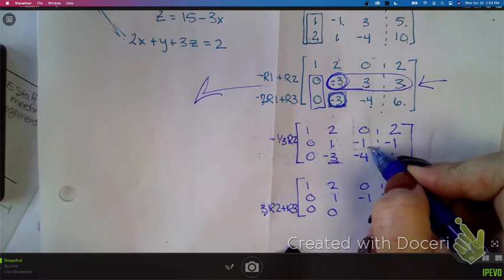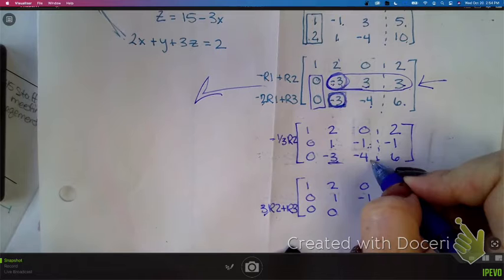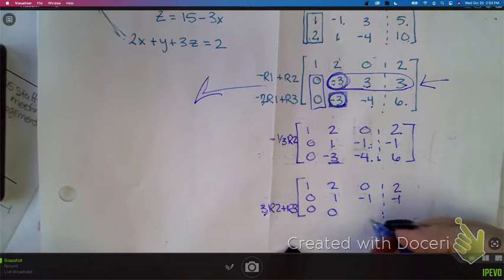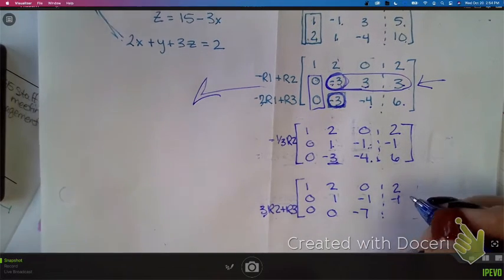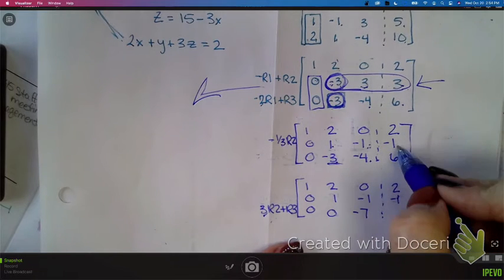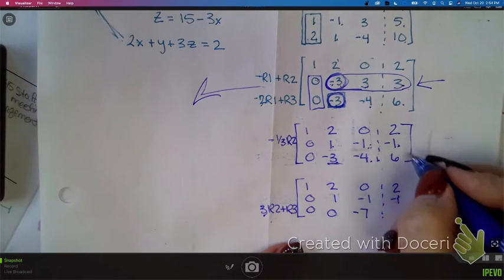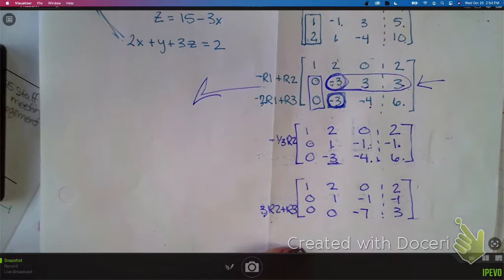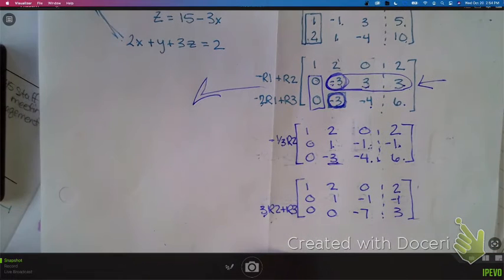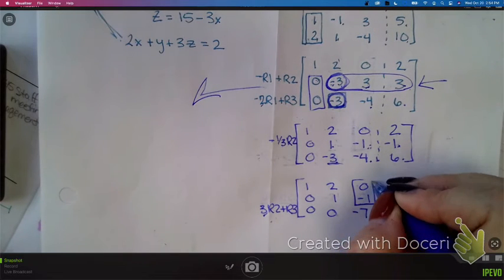Negative 3 and negative 4, negative 7. Did we still get the negative 7 we had last time? Yep. 3 times negative 1 is negative 3. Negative 3 and 6 is 3. Did I still get 7 and 3 like I just had? Yes, but now my goal is to zero out the third column.